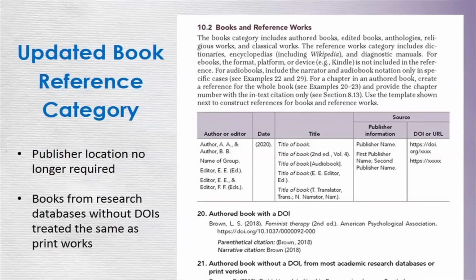Moving on to books, the big change here is that the publisher location is no longer required. We heard that feedback as well. You can see in these 2 examples, again, one with the DOI, one without, which is either that you're reading a print version that just doesn't happen to have a DOI, or you're reading a book chapter from a database. This also shows the templates, and this is meant to help readers put together their reference if the source they have doesn't quite fit the examples we have. You can see the required pieces to put together that reference type.